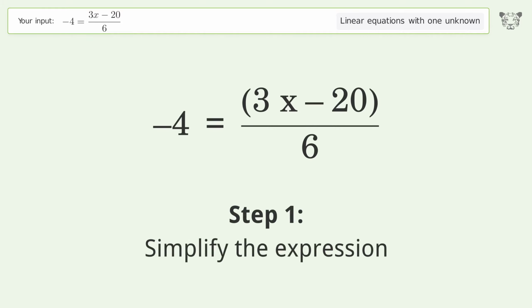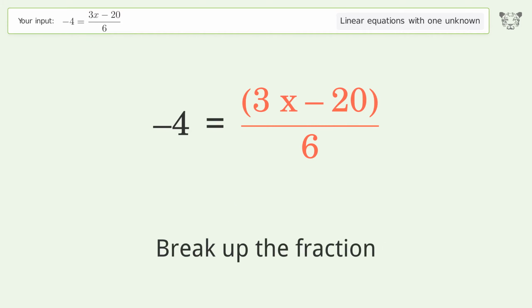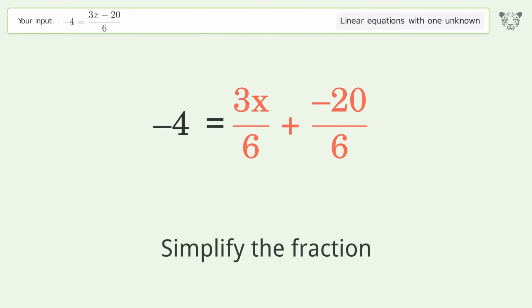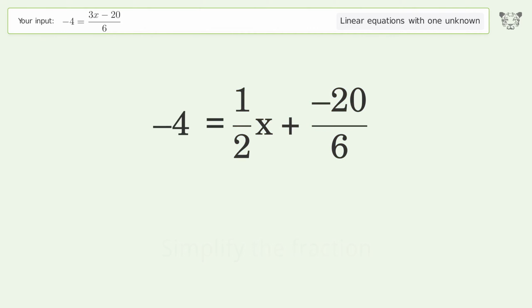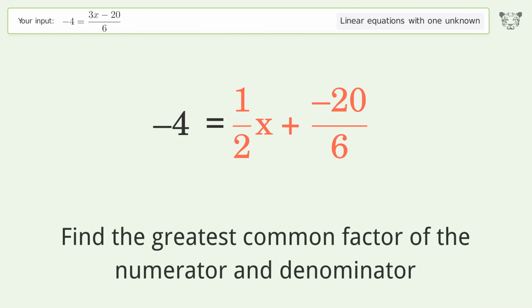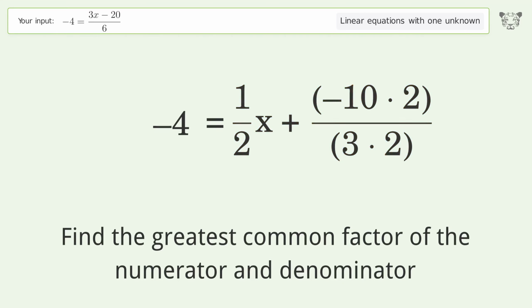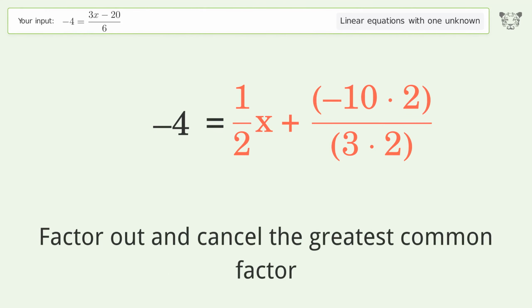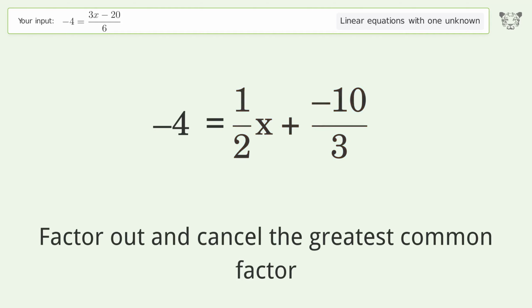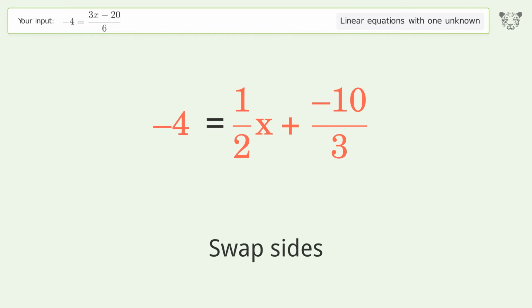Simplify the expression. Break up the fraction. Simplify the fraction. Find the greatest common factor of the numerator and denominator. Factor out and cancel the greatest common factor. Swap sides.